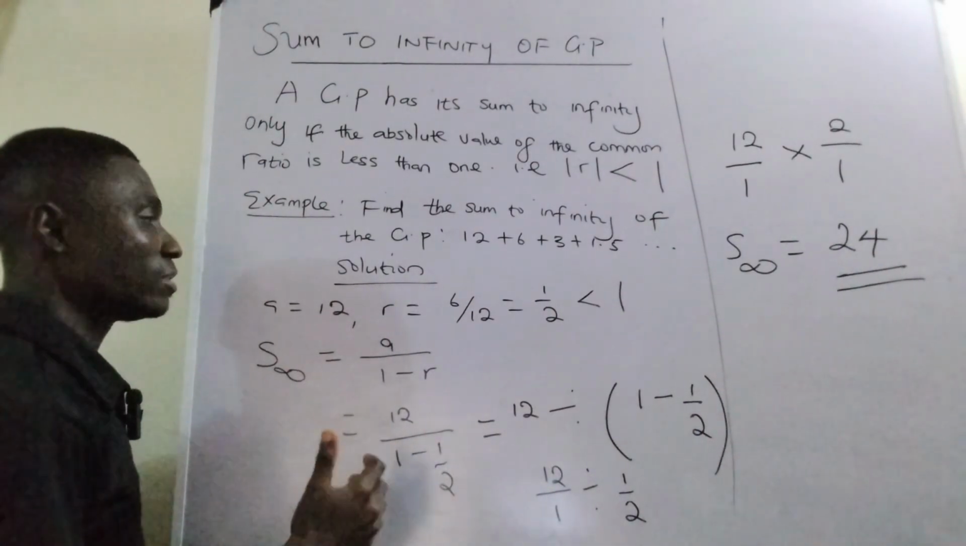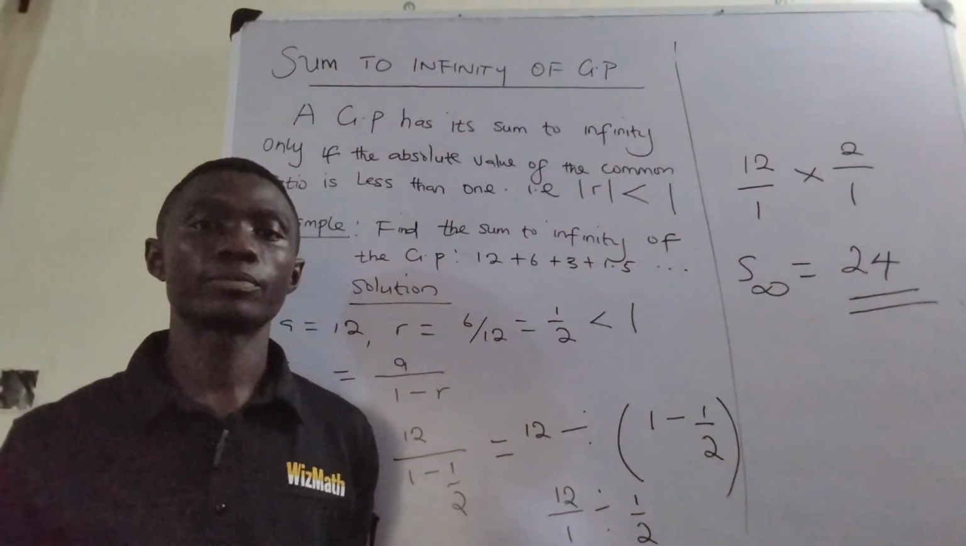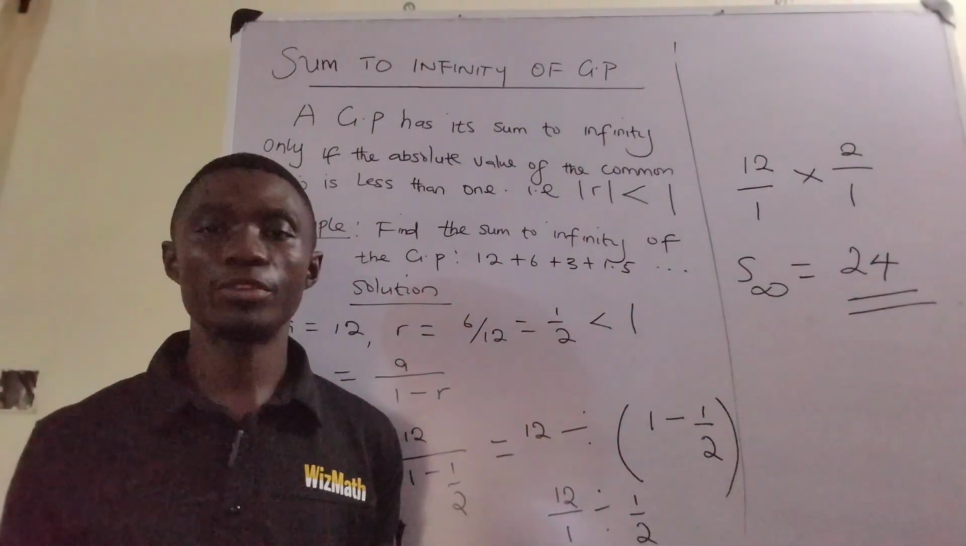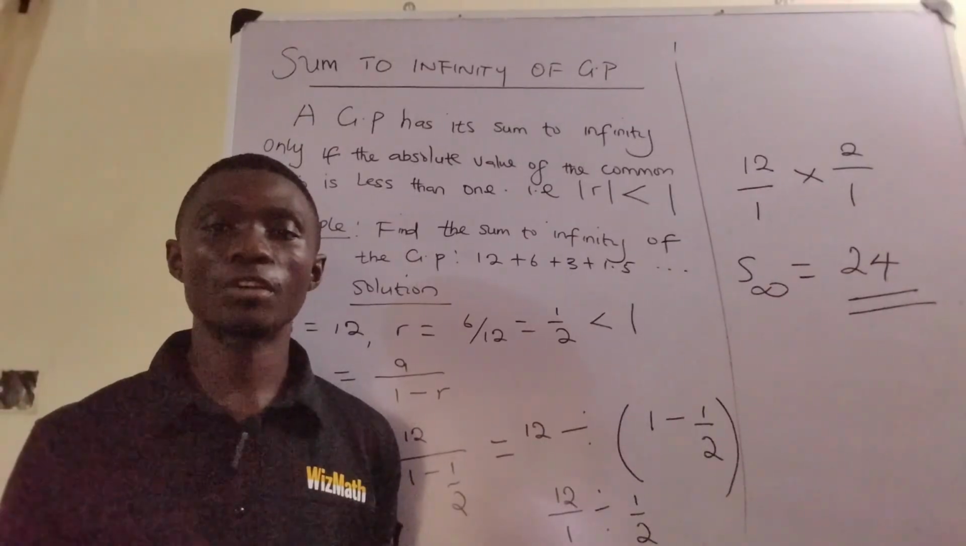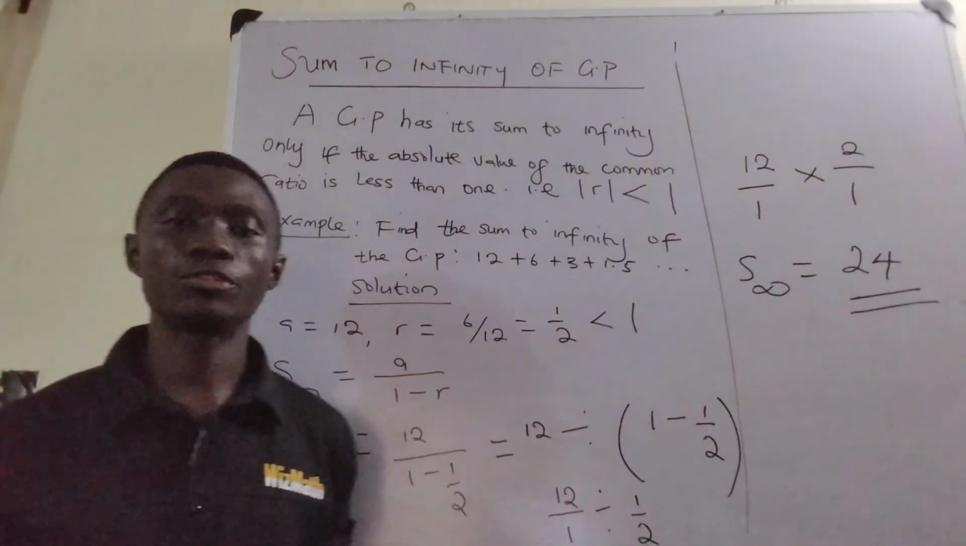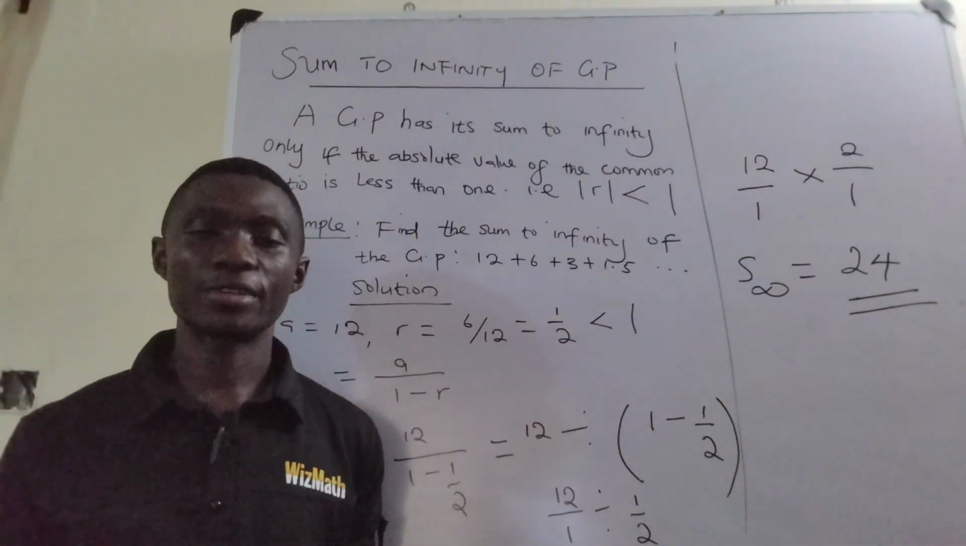The first thing is you test if the R is less than 1. Quite simple. Additionally, keep practicing all of the things that we've been doing, all of the problems we've been solving. So this is where we'll draw the curtain for the topic geometric progression. In our next class, we'll consider some other things.